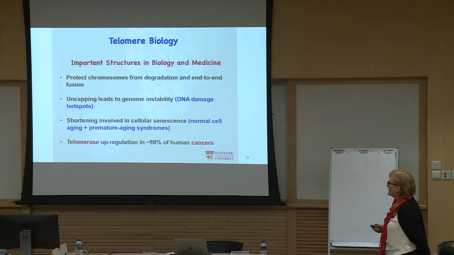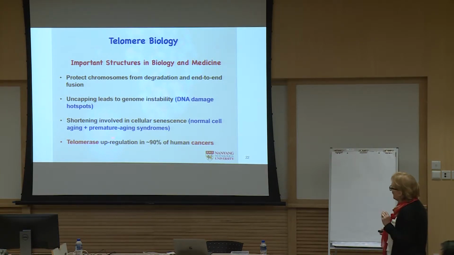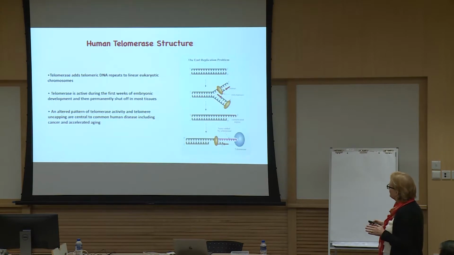Short telomeres are involved in cellular senescence, normal cell aging. We lose about 100 base pairs of telomeric DNA a year as we age, which is quite a scary thought, but it's a fact. Then there are premature aging syndromes, which provide quite a nice model system to understand aging. The enzyme I'm going to tell you about, telomerase, is upregulated in 90% of human cancers. That's why cancer cell lines are immortal, and as has been shown experimentally, you can immortalize cells simply by expressing telomerase.